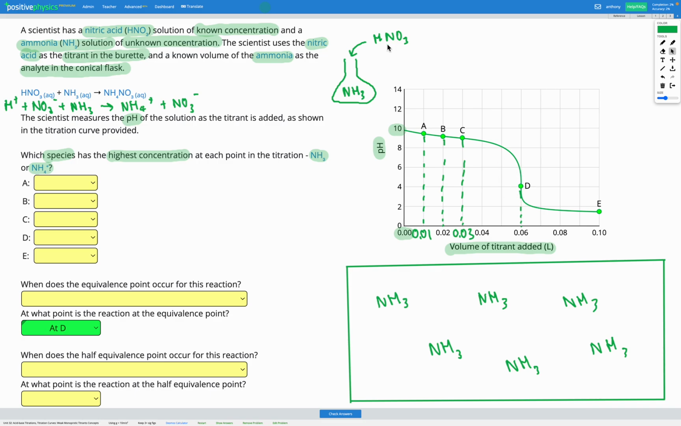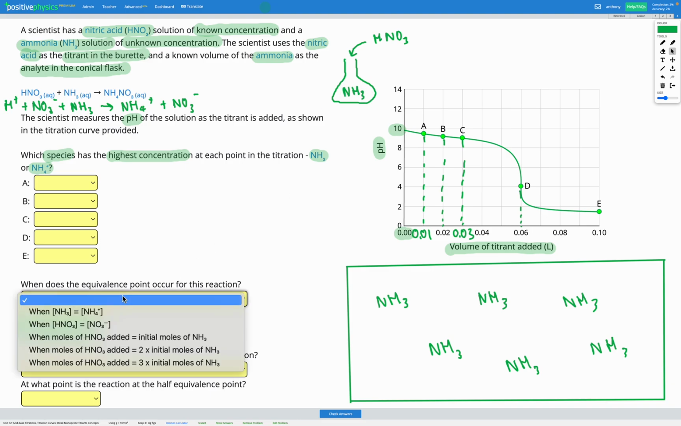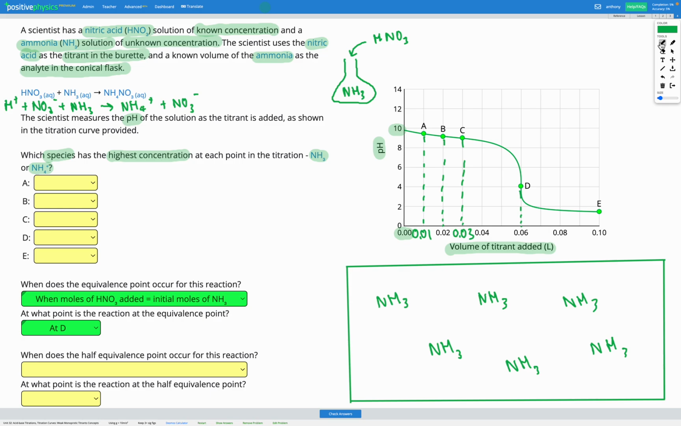So for the reaction to complete, all the NH3 that we had to start with must have reacted with the HNO3 we added. So based on our equation here, since we have a 1-to-1 ratio, that means the moles of HNO3 added must be equal to the moles of NH3 in the conical flask. So at A, we've just added a little bit of our titrant, which is the HNO3. So let's go ahead and show that here. Remember, HNO3, nitric acid, is a strong acid, so it's going to split up into its ions. We're going to have a H+ and NO3-.